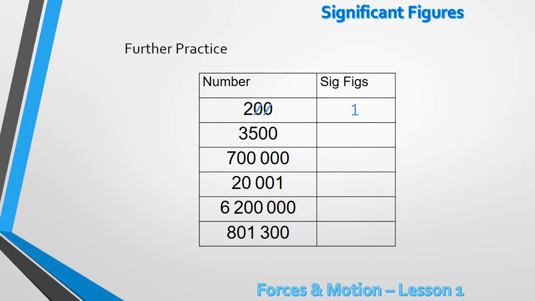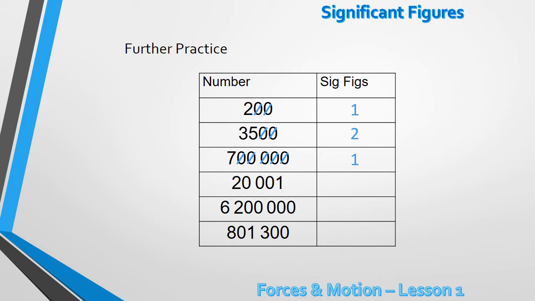3,500. Again, two zeros at the end of the number. Since we don't have a decimal, they are not significant, so we have two significant figures. And 700,000. Again, we have 5 zeros at the end of the number. There is no decimal, so those zeros are not significant. So that means 700,000 without a decimal has one significant figure.